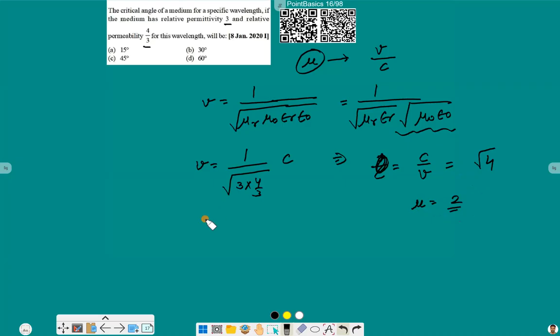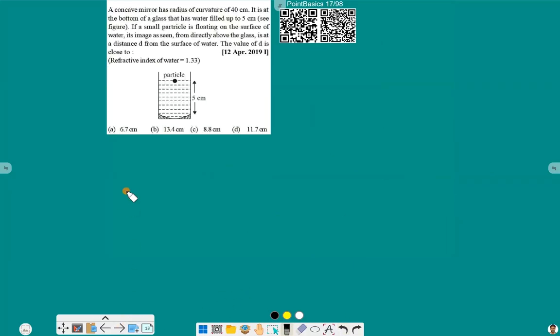Now the critical angle, we know that theta C is equal to sine inverse 1 by mu. So sine inverse 1 by mu, that will be sine inverse of 1 by 2, and that is going to give us 30 degree. Let us move to the next one.